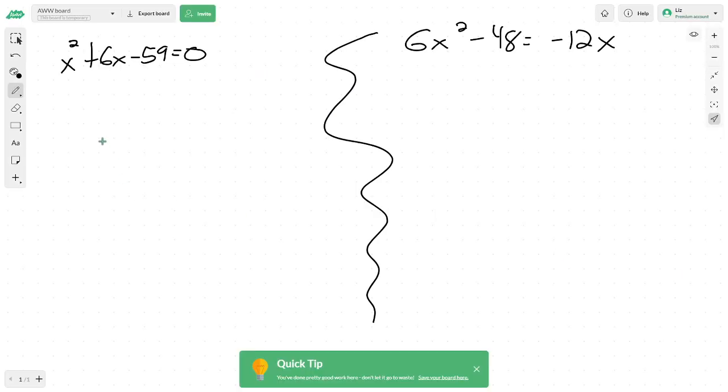All right, so the first step we want to do here is to get this constant over to the other side of the equal sign, because remember, we want variables on one side, constants on another side. So now I have x squared plus 6x equals 59. Now, there's no coefficient in front of x squared, so we're good there.